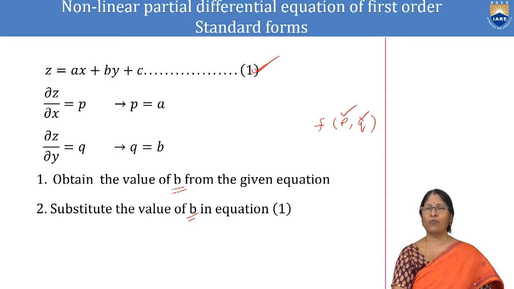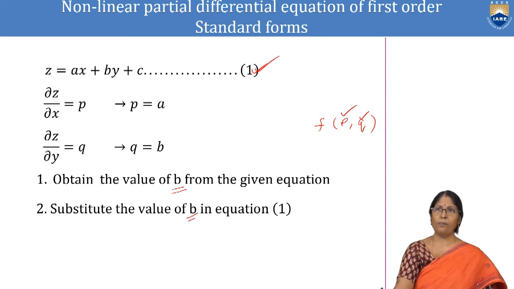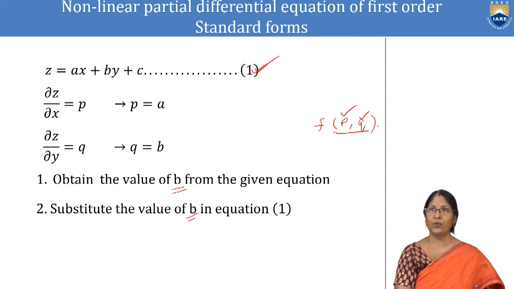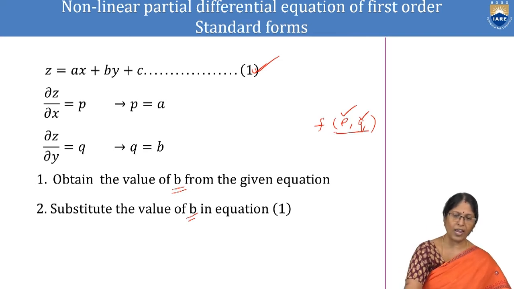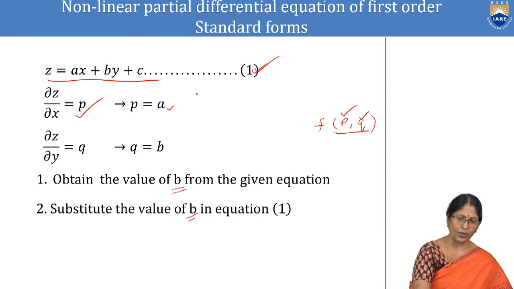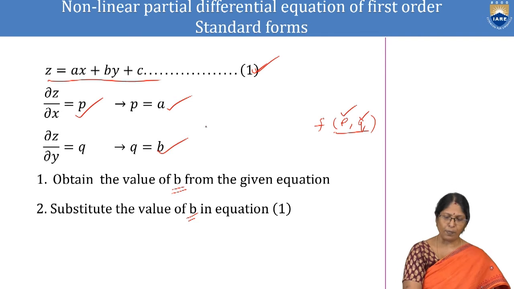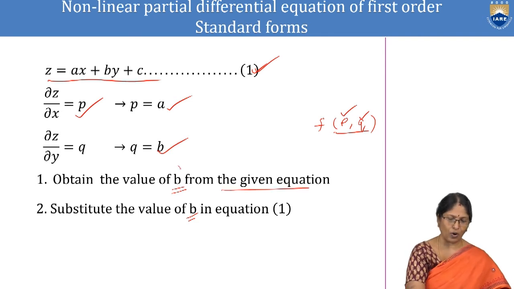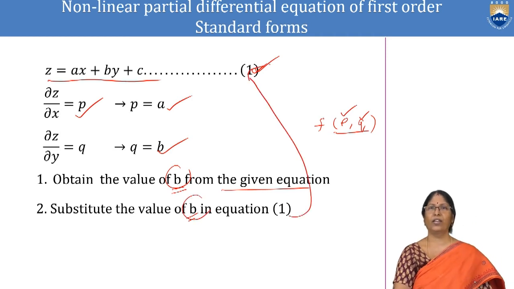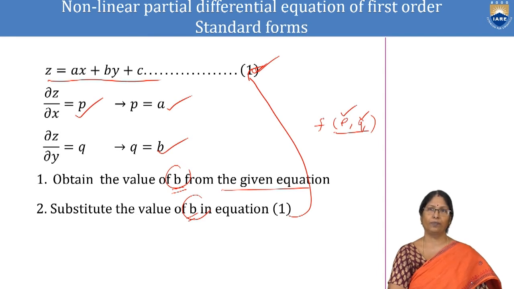If the problem falls under standard form 1, the meaning is the equation should compulsorily have, among the 5 variables x, y, z, p and q, only p and q. If it has only p and q, this is the solution. This is the step: p equal to a, q equal to b. From the given question, we have to obtain the value of b. That b value should be substituted in this equation. Then we will get the required solution.